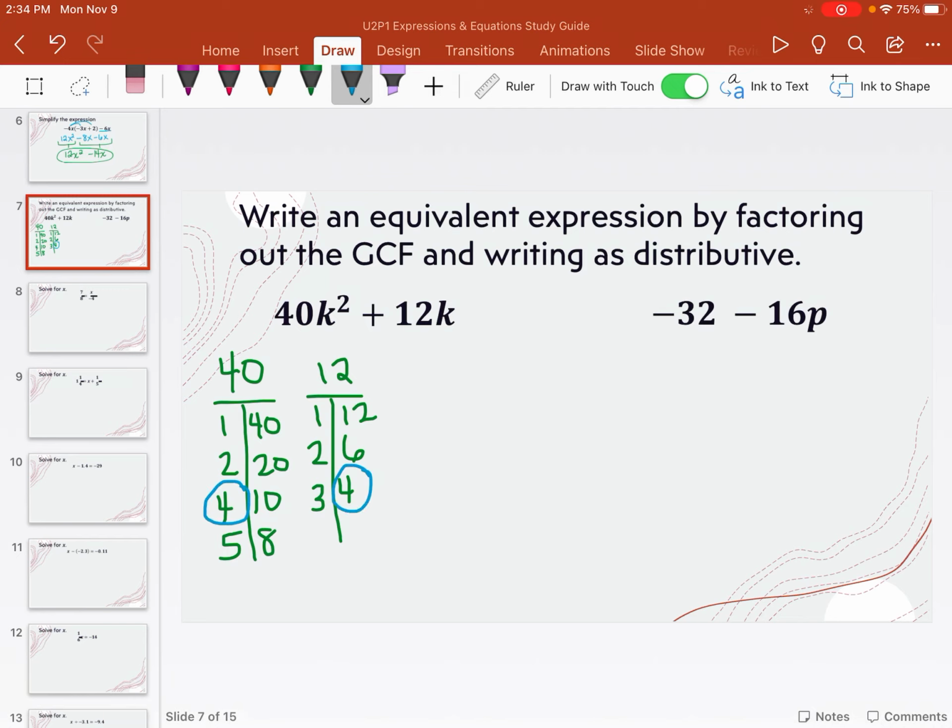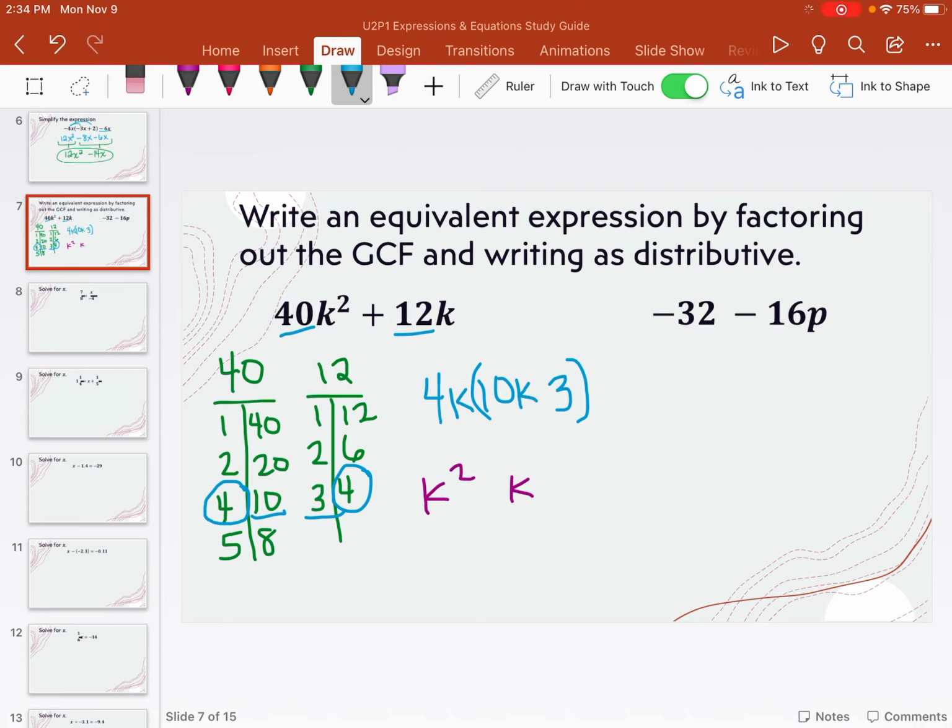And then I have to think inside my parentheses, 4 times 10 is how I got to this 40. So 10. 4 times 3 is how I got to this 12. So 3. That takes care of my numbers. Then I can see my variables here. I've got a k squared and k. Those have a k in common. So I'm going to actually pull just one k out. That leaves me 1 left over here with the 10. And nothing left over here with the 3. So I get 4k on the outside, and then inside 10k plus 3.